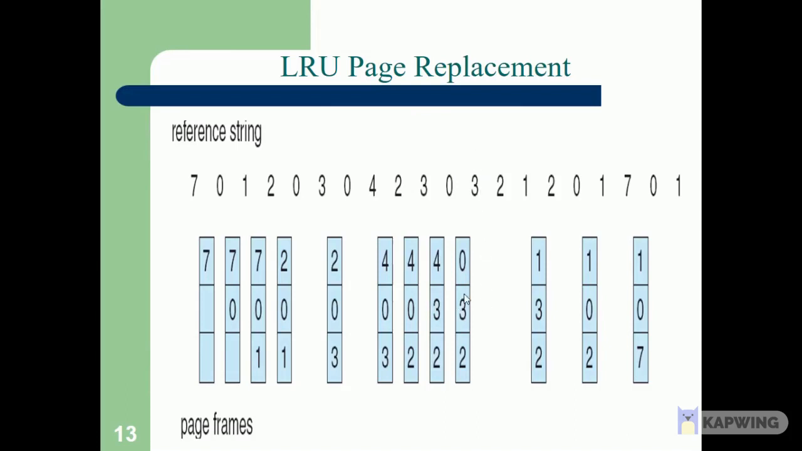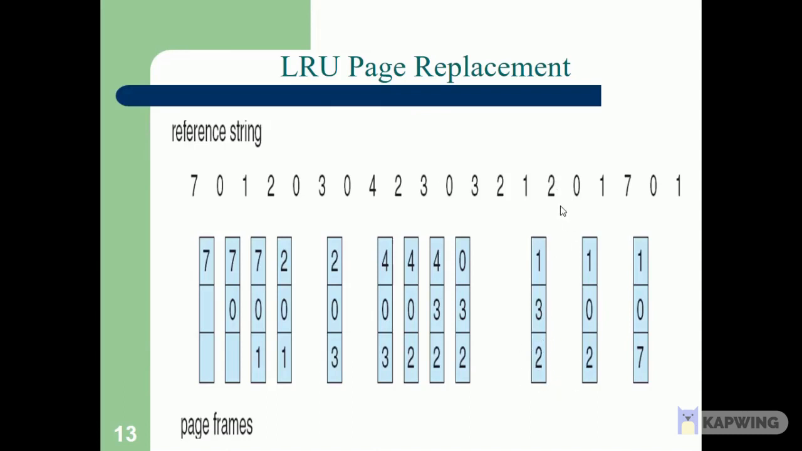Then 3, page fault does not occur. 2, page fault does not occur. Then comes 1. Now in 1, page fault occurs. So we have used 2 and 3. So what will be replaced here? 0. 0 is the least recently used. So 0 is replaced with 1. Page fault number 10.